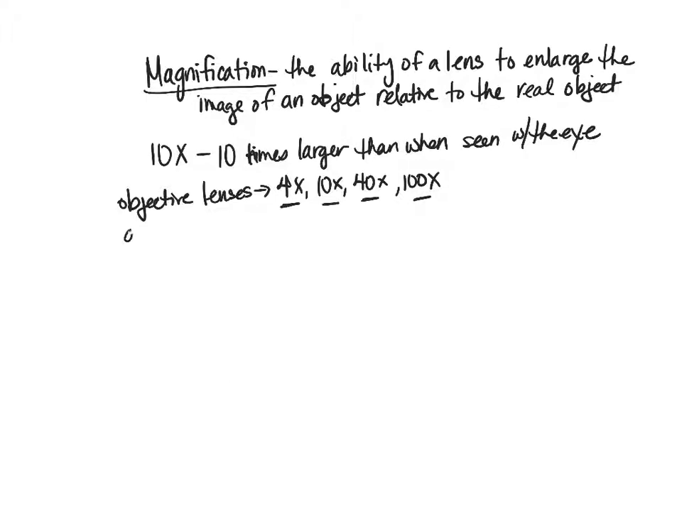Then we also have our ocular lenses. And ocular lenses are typically 10x, so that makes the image 10 times larger than even that. And we're going to talk about how we can calculate our magnification in the future here. So just note that if it's 10x, for example, that means it's 10 times larger than if we were just looking at it with our regular eyeball.